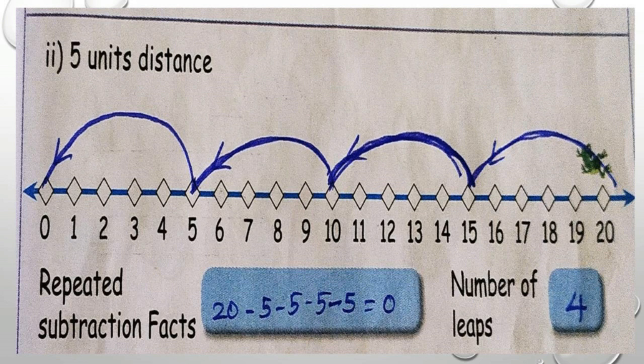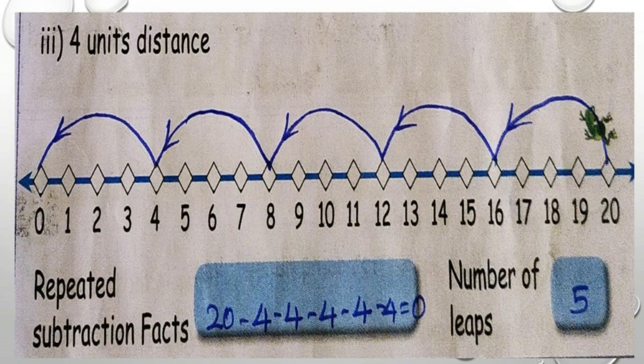5 units distance. See here the frog is at the number 20. So you have to subtract 5 units in each leap till 0. So 20 minus 5, 15. 15 minus 5, 10. 10 minus 5, 5. And 5 minus 5, 0. So repeated subtraction facts: 20 minus 5 minus 5 minus 5 minus 5. That is 4 times of 5. 20 minus 4 times of 5 is equal to 0. Number of leaps is 4.